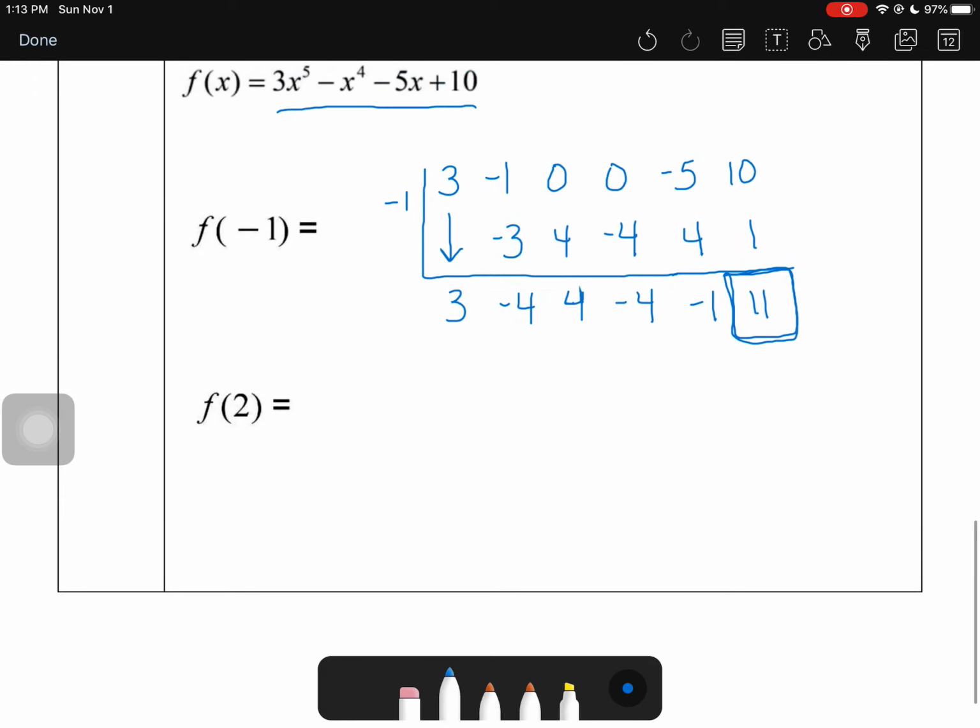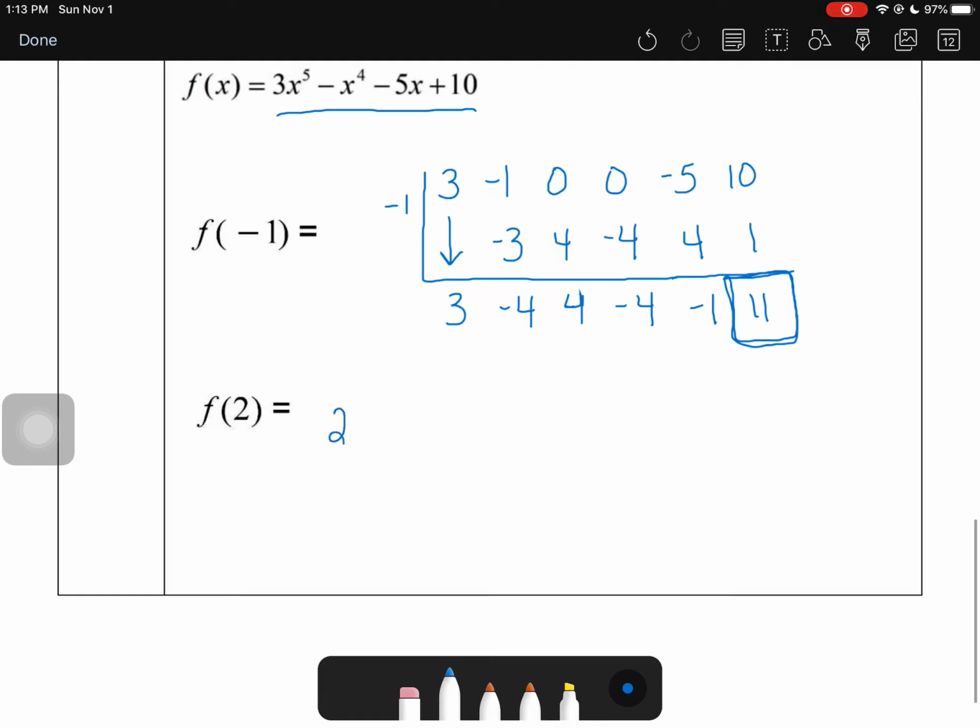Let's try it with a 2. So remember, 3 is our leading coefficient. -1 is our coefficient in front of the x to the 4th, but there is no x cubed, there is no x squared. So we have a -5 in front of the x, and 10 is our constant term.